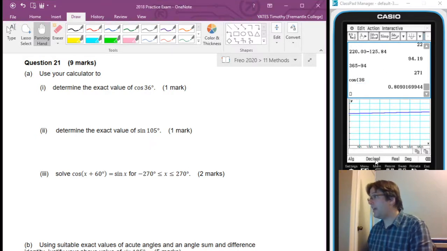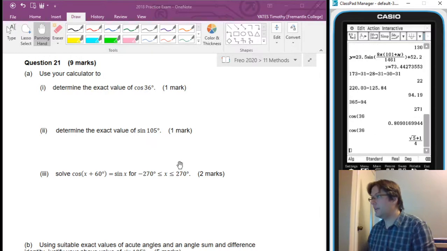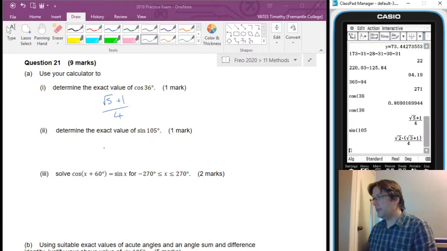And we want the exact value, so it's not enough to just do, let's close this one off as well, because that's annoying me a little. So it's not enough to just do that, I've got to work out the exact thing. Cos 36 is root 5 plus 1 over 4. What's the exact value of sine 105? Sine 105 is root 2, root 3 plus 1, all over 4.